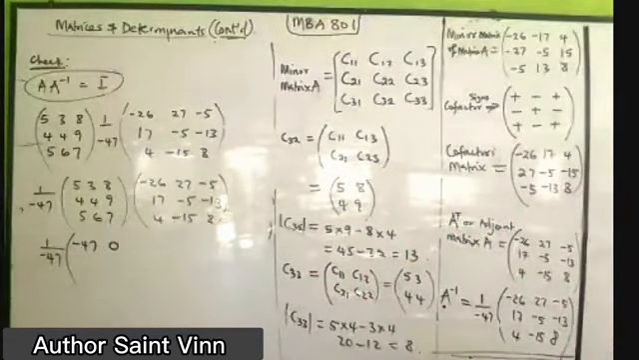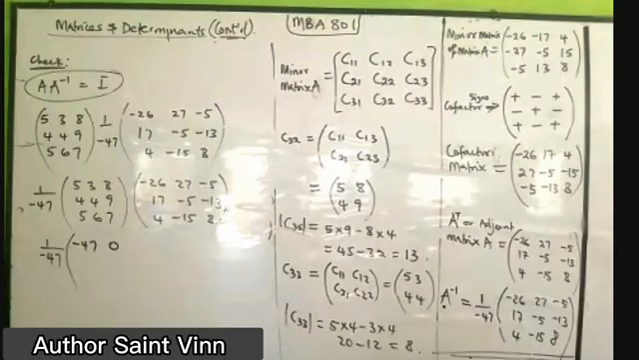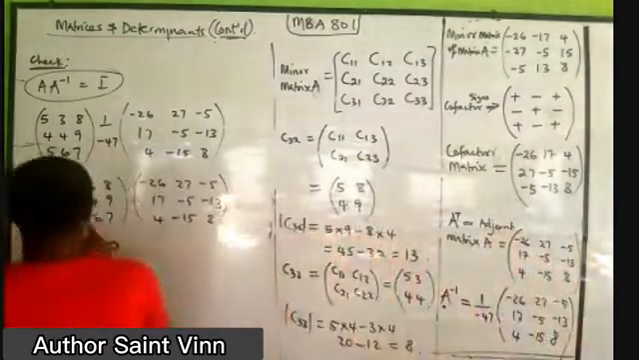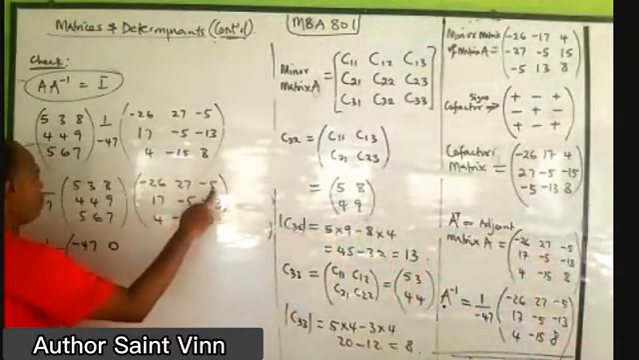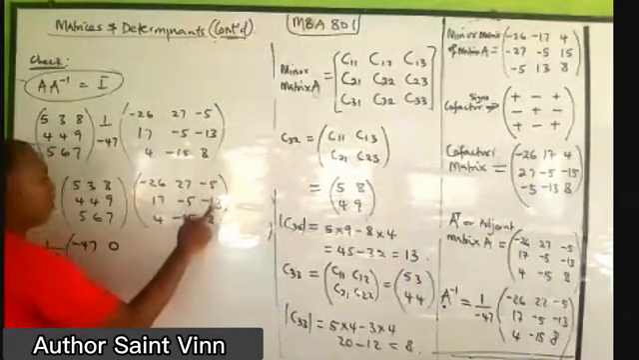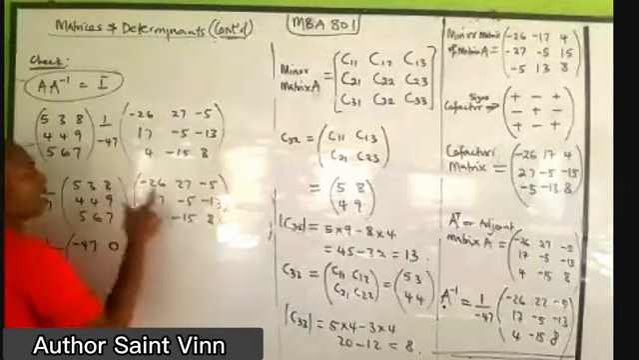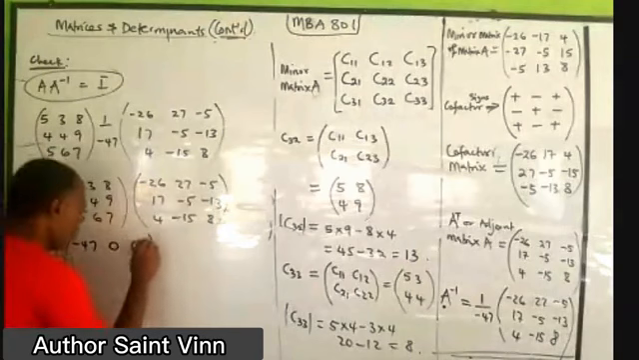We're still on the first row. 5 times 27 plus 3 times minus 5 plus 8 times minus 15. It should be 0. Go check. 0. Next again, first row times this: 5 times minus 5 plus 3 times minus 13 plus 8 times 8. I hope it should also be 0. But check. Let's start.